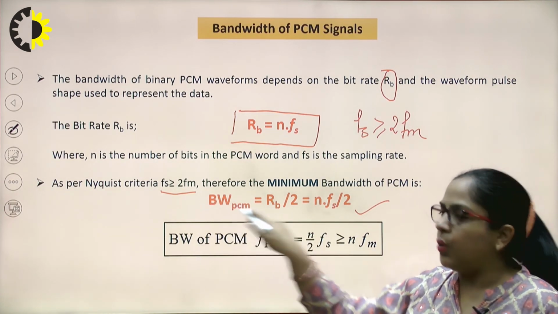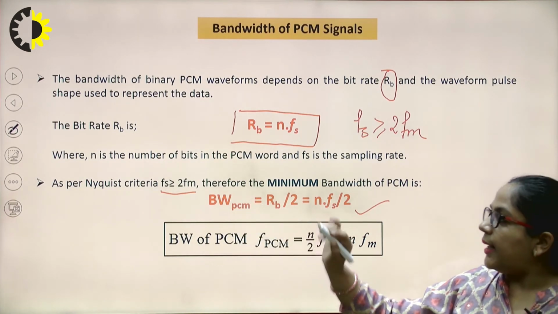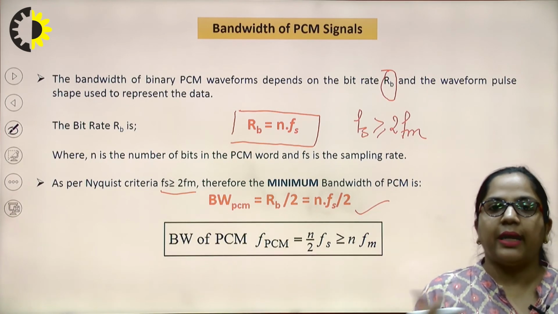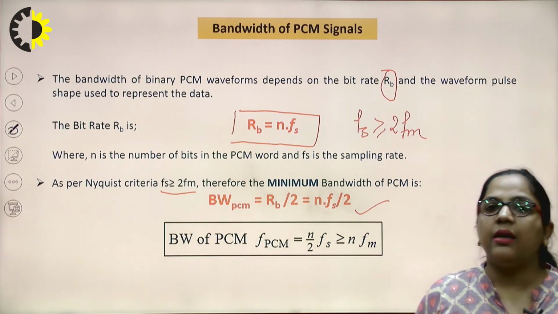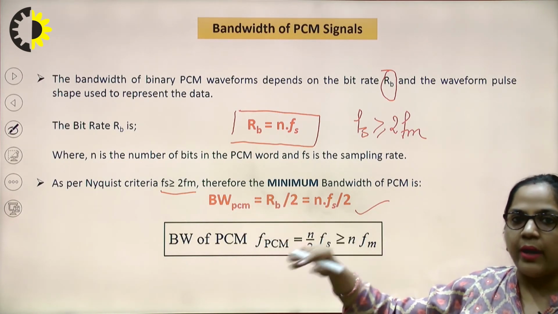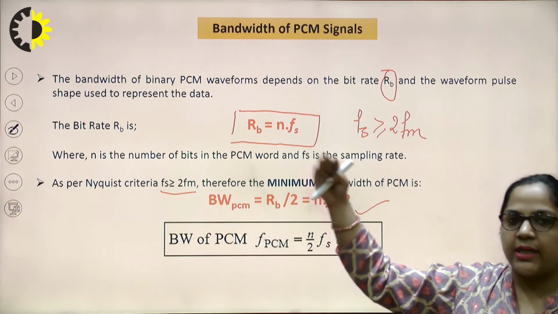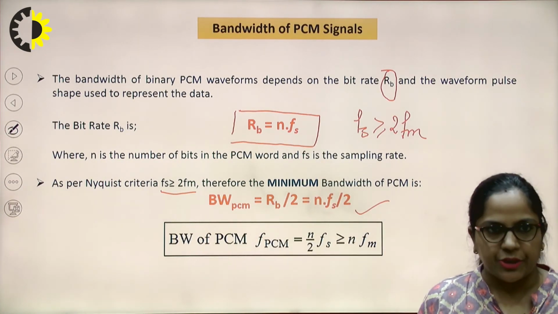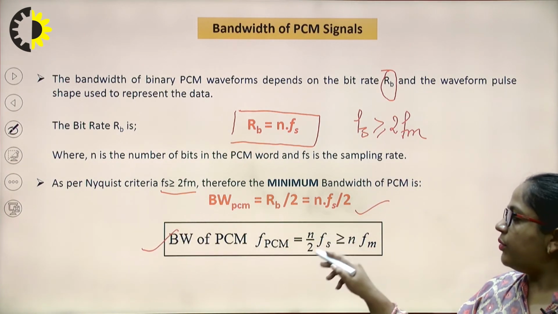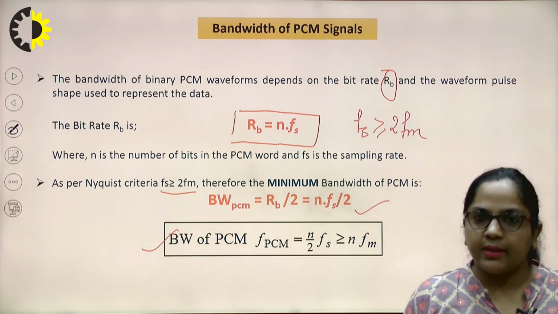This is the lower bound. The actual bandwidth required for the transmission of a PCM signal will depend on the type and amount of information, but this is the minimum amount of bandwidth required for any PCM signal. At minimum we require this much, and the maximum will depend upon the type of information. So, the bandwidth of a PCM signal will be equal to N·Fs/2, or it must be greater than N·Fm.